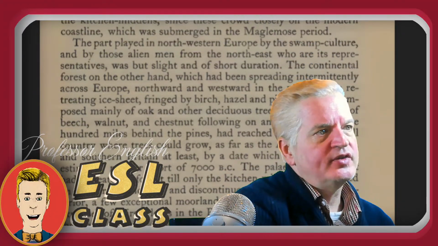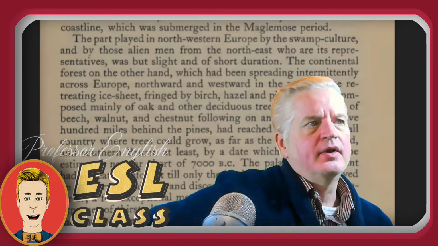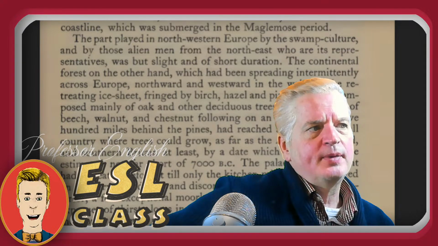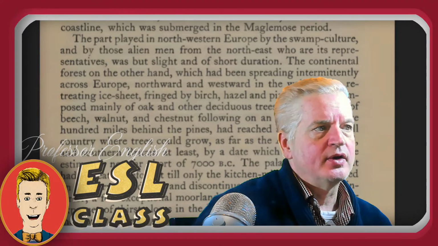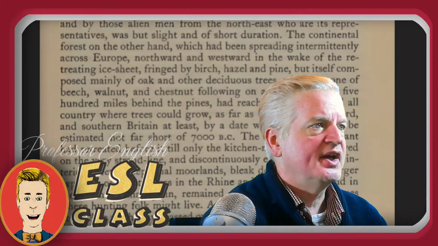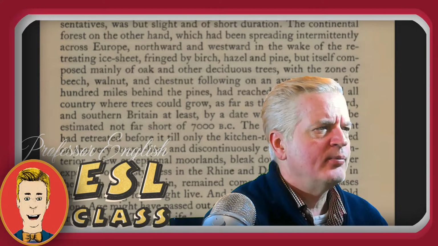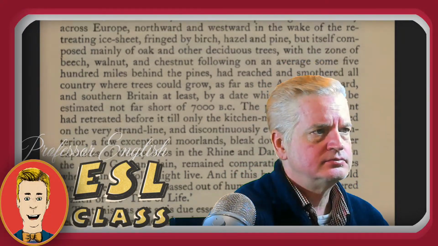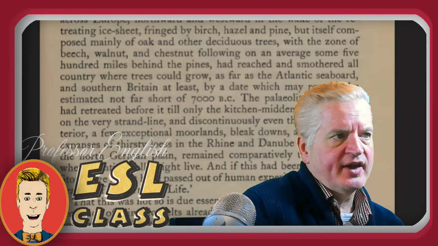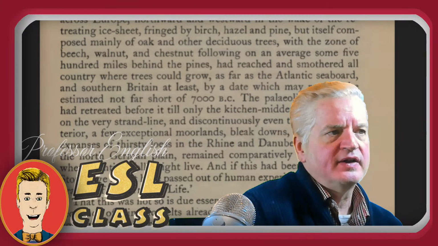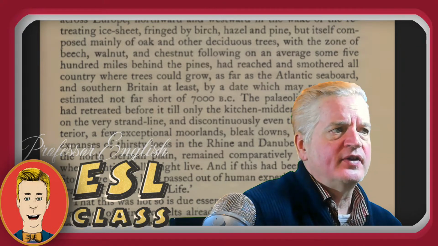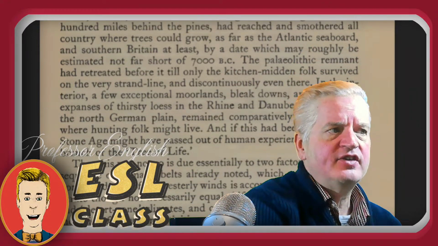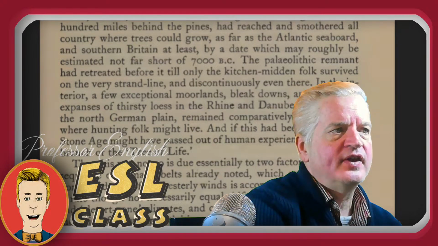The part played in northwestern Europe by the swamp culture and by those alien men from the northeast who are its representatives was but slight and for a short duration. The continental forest, on the other hand, which had been spreading intermittently across Europe, northward and westward, in the wake of the retreating ice sheet, fringed by birch, hazel, and pine, but itself composed mainly of oak and other deciduous trees, with the zone of beech, walnut, and chestnut following on an average some 500 miles behind the pines, had reached and smothered all country where trees could grow, as far as the Atlantic seaboard, and southern Britain, at least, by a date which may roughly be estimated not far short of 7000 BC. The Paleolithic remnant had retreated before it, till only the kitchen-midden folk survived.